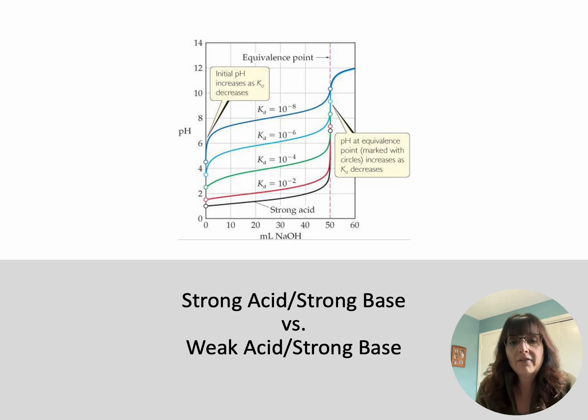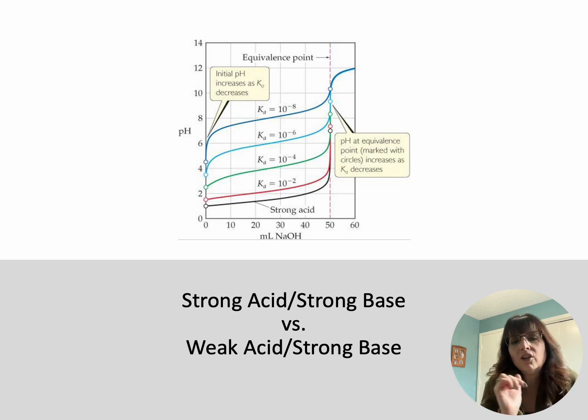This is just a graph that lets you compare strong acids to weak acids, each time adding in a strong base. So at the very bottom, you'll notice that is the curve for the strong acid. It stays relatively flat and then just jumps at that equivalence point. While the weaker the acids get, your starting pH is higher. That first piece isn't quite so horizontal, and notice the jump at the equivalence point is much smaller.